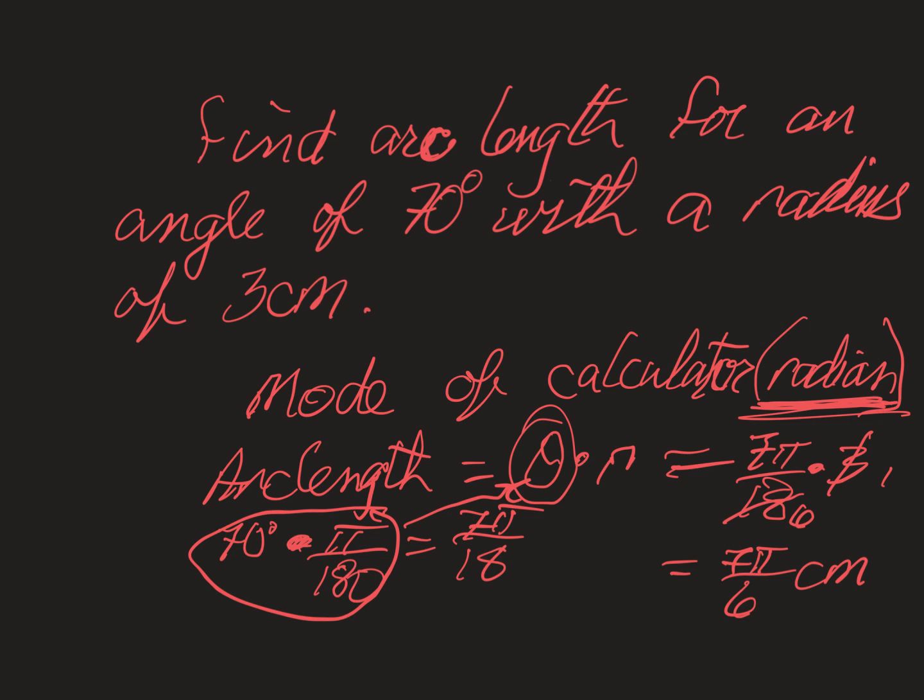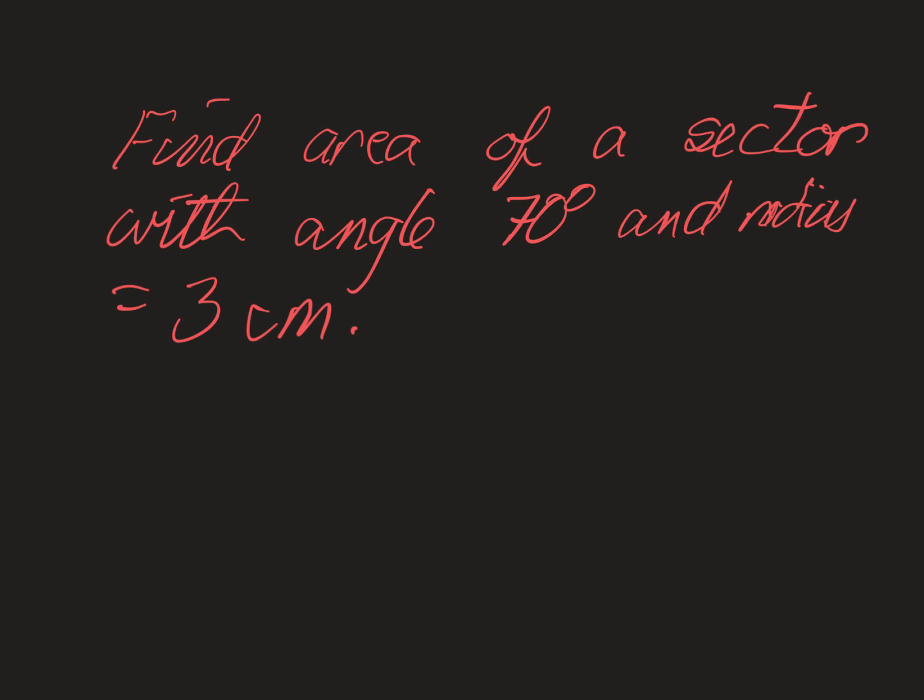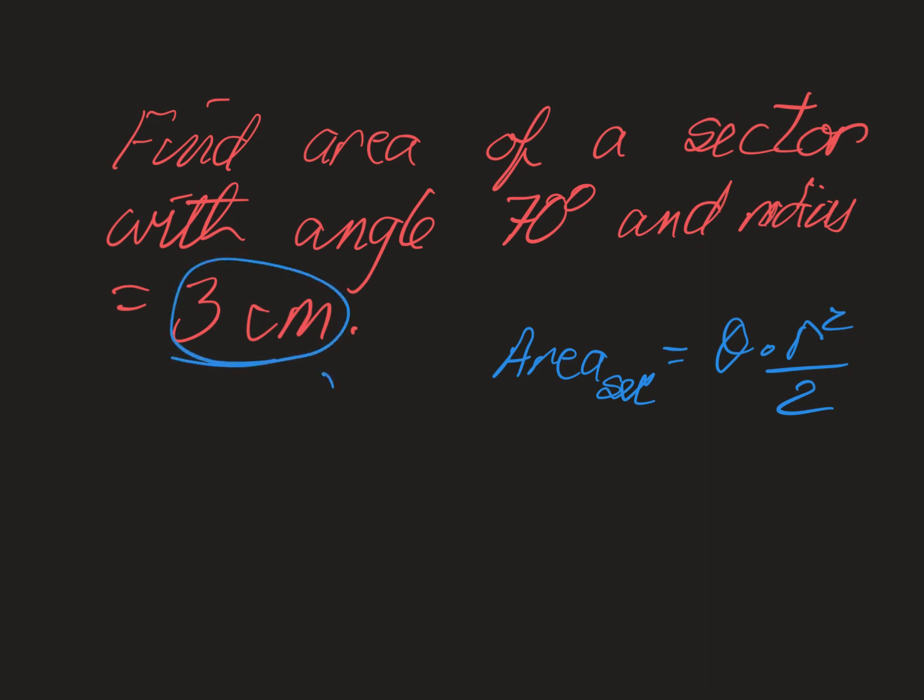So let's do an area now. We pretty much do the same thing here. We want to find the area of a sector with an angle of 70 degrees and a radius of 3 centimeters. So once again, I write the problem down. I say the area of a sector is equal to theta times r squared over 2, okay? And then I know that r is 3 centimeters.